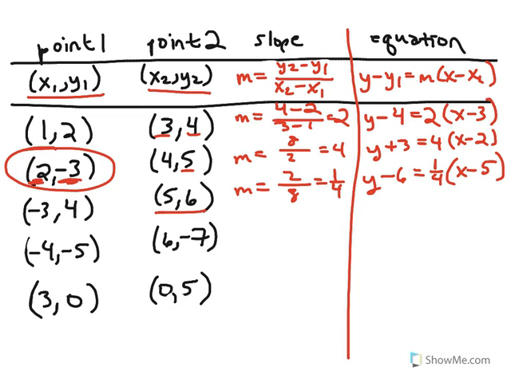Do remember, it doesn't matter which point you use. Either one is on the line. Either one will give you the same results when you shift over to standard form or to slope-intercept form.